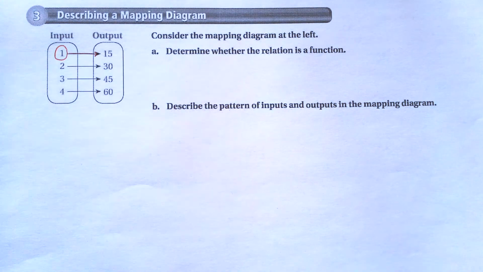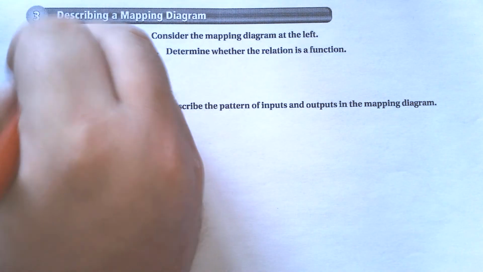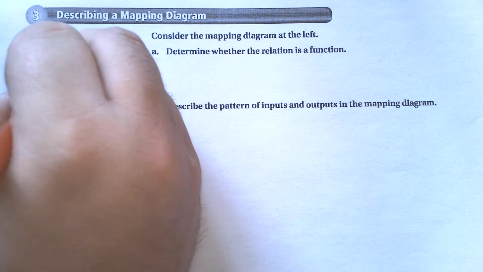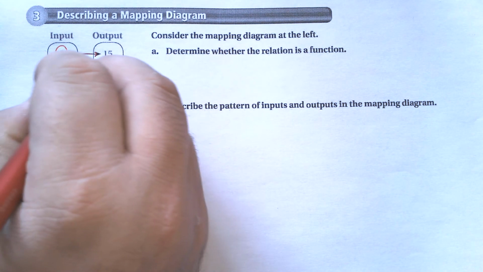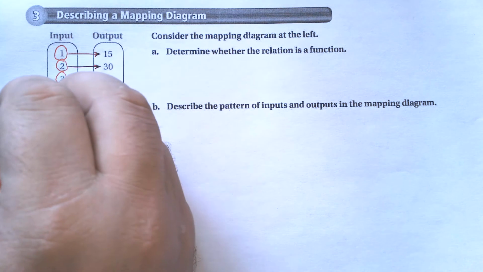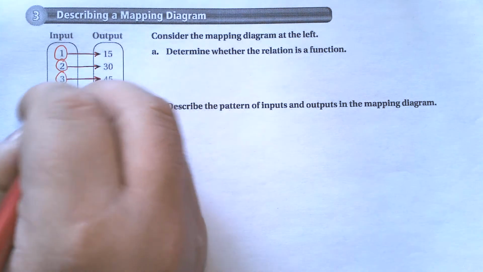Okay. I'm just going to go through real quick and circle these, because this is what I do. Here's all four of my numbers. Now I'm just going to go one by one and follow every line.